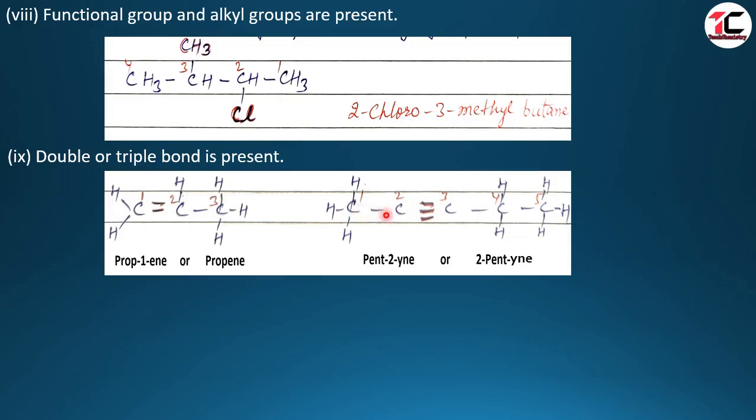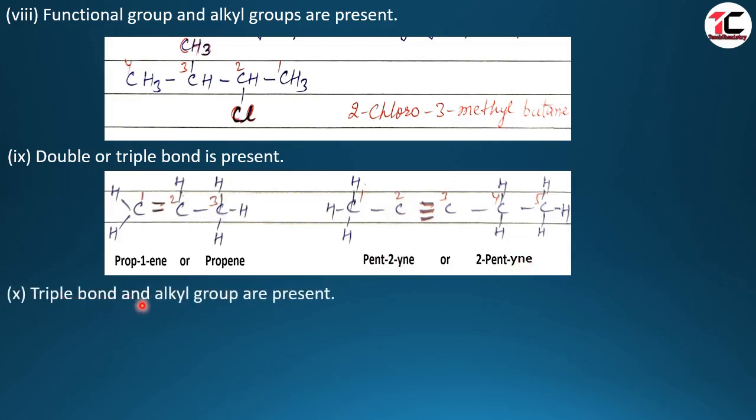If a triple bond is present, let us see in the diagram. It is a chain of 1, 2, 3, 4, 5 carbon atoms, and the triple bond is between the second carbon atom and third carbon atom. So its name will be pent-2-yne. Yne as it is a triple bond, 2 as it is the second number. So it is pent-2-yne or 2-pentyne.